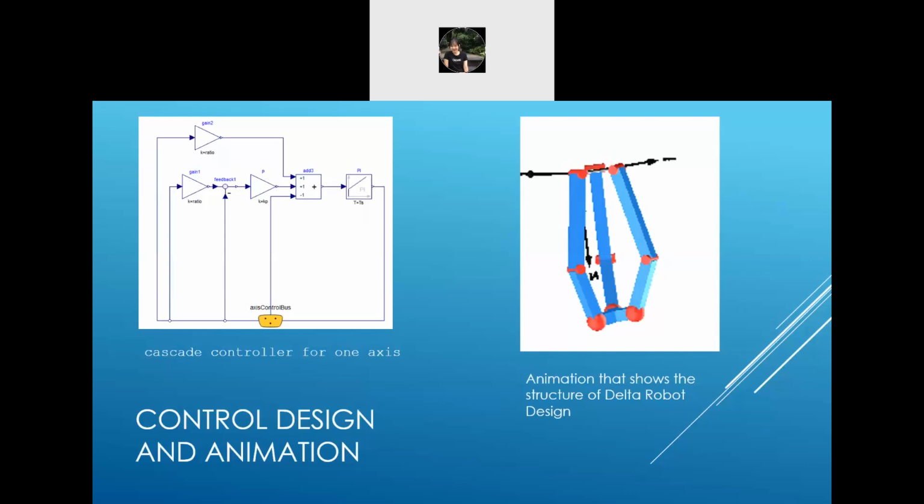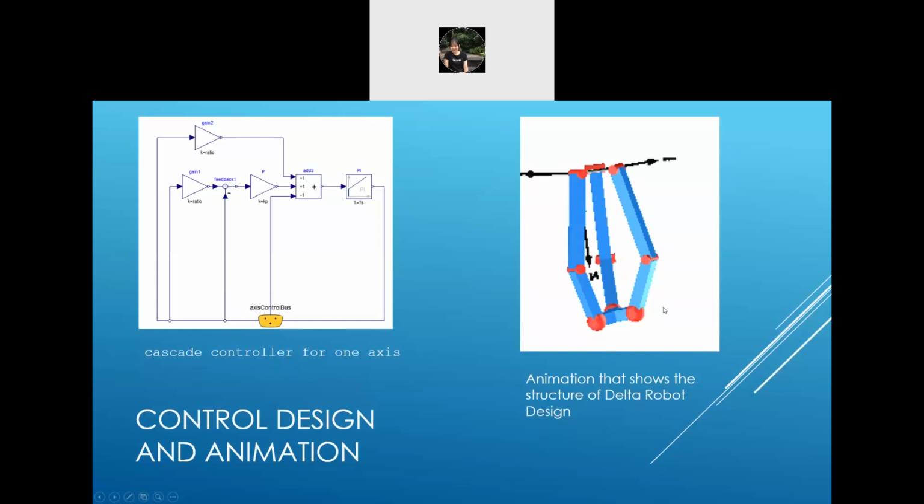The controller is a cascade controller for one axis. This controller has an inner PI controller to control the motor speed and an outer P controller to control the motor position of one axis. The reference signals are with respect to the gear output, and the gear ratio is used in the controller to determine the motor reference signals. Signals are communicated via the axis controller bus.